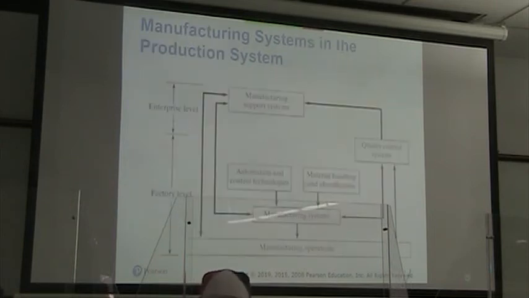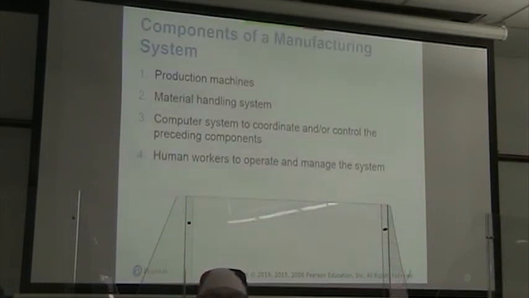Pardon me. All right, so we've seen this illustration before that talks about what we need on the enterprise level, what we need on the factory level, manufacturing support systems, manufacturing operations, quality control, etc. So again, our components of a manufacturing system are production machines, our material handling system, our computer system to coordinate and/or control the preceding components, and our human workers to operate and manage the system.